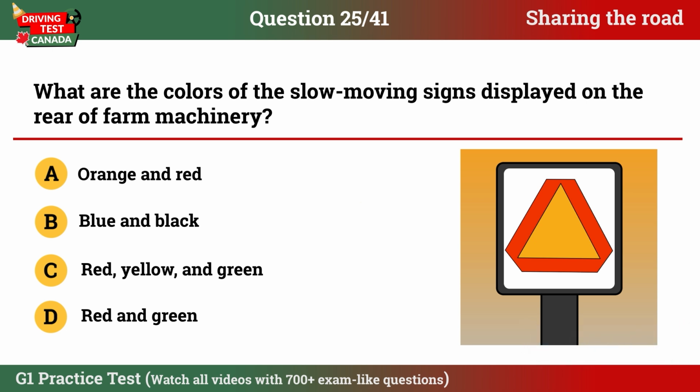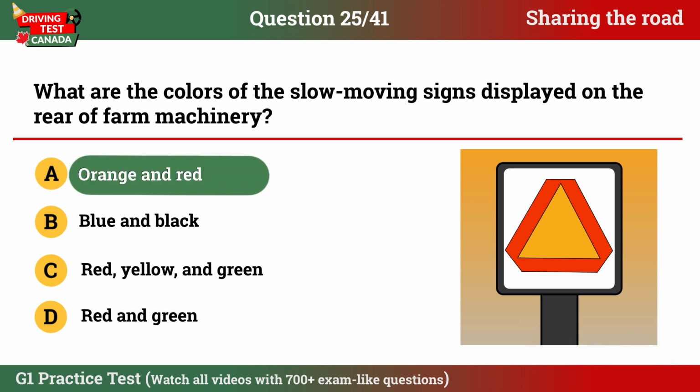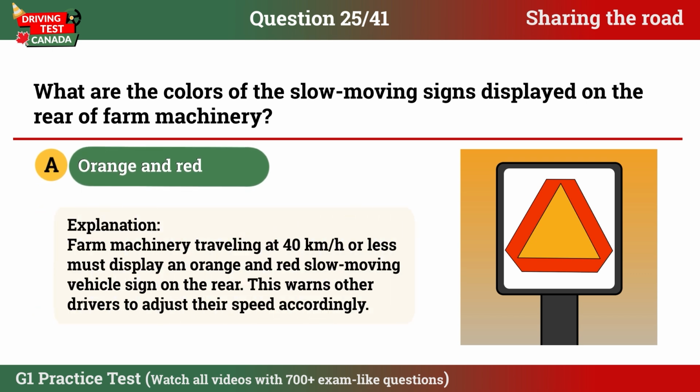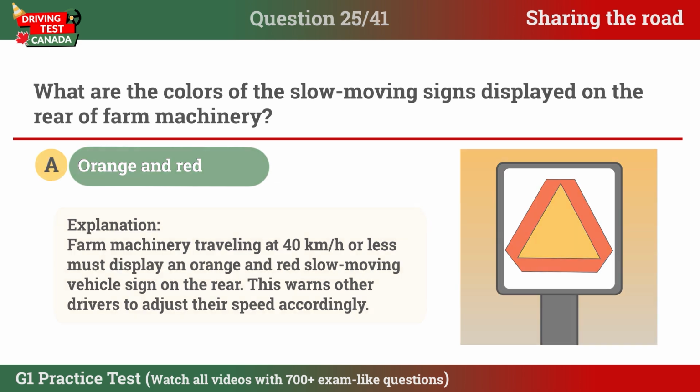The correct answer is A. Orange and red. Explanation. Farm machinery traveling at 40 km per hour or less must display an orange and red slow-moving vehicle sign on the rear. This warns other drivers to adjust their speed accordingly.